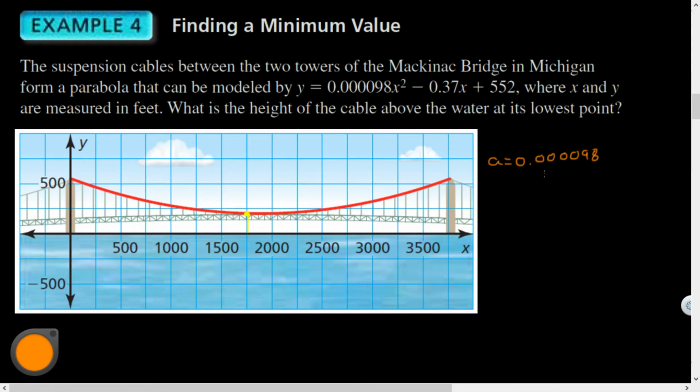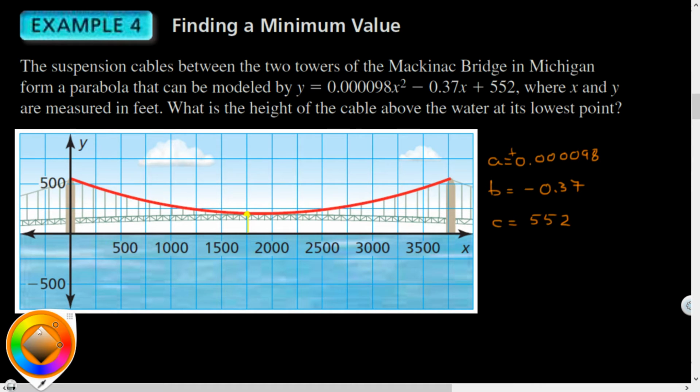0.000098. Is that positive or negative? And it is barely positive, right? It's getting pretty close to 0 at that point, but it's positive. B is going to equal negative 0.37. And C is going to equal 552, not 72. There we go. All right, since we already have a graph here, you can read that off the graph pretty well.